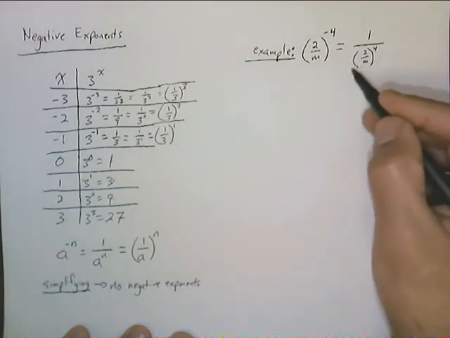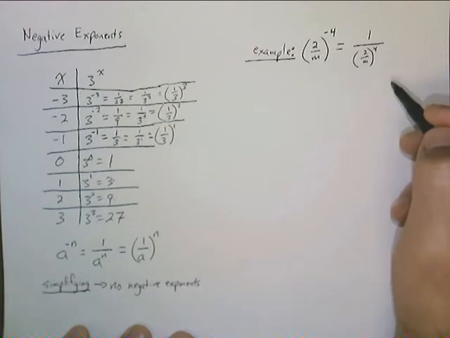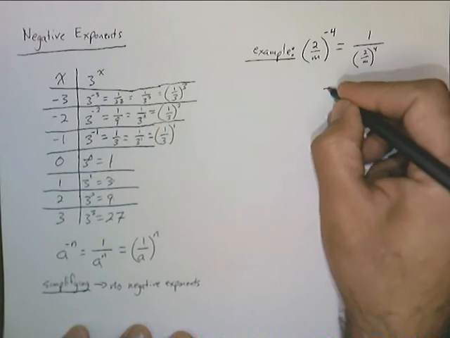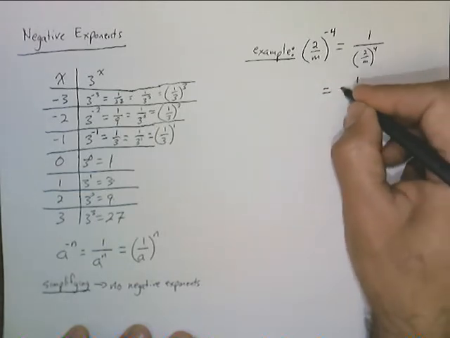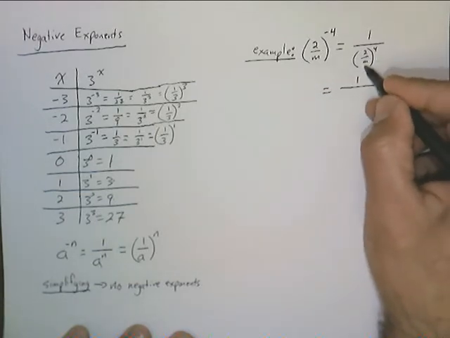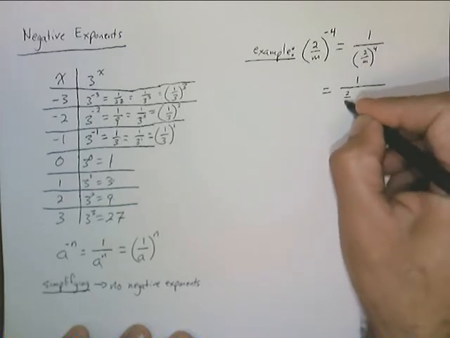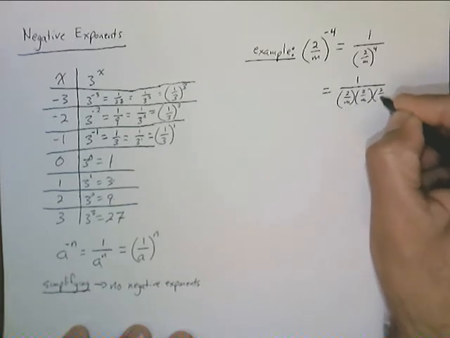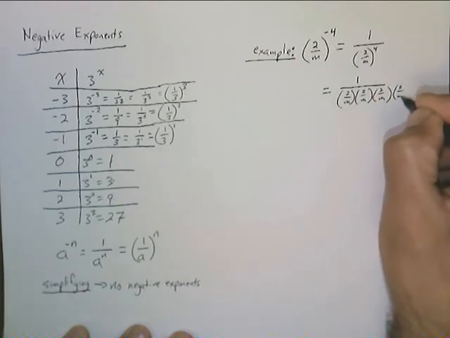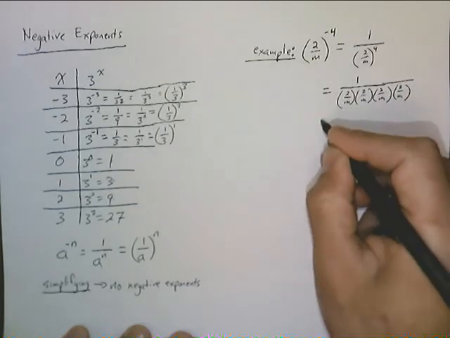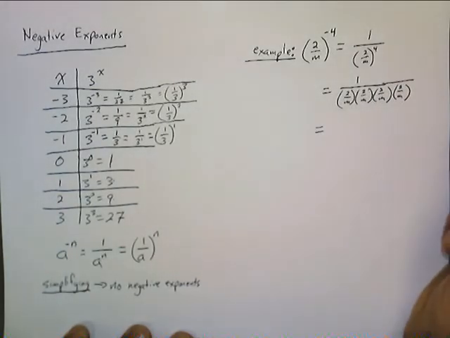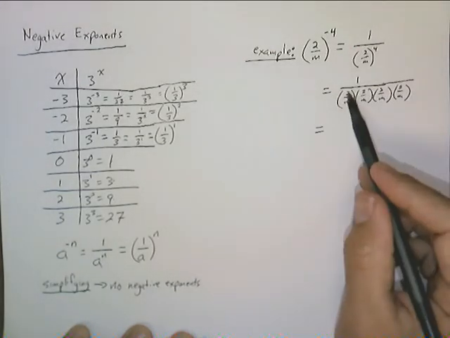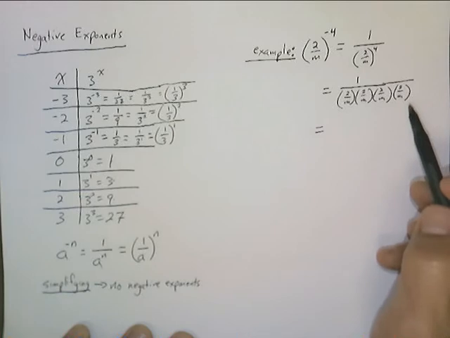Now we can do some more arithmetic here in the denominator, because we know what raising something to the power of 4 means. So this is actually equal to 1 over, well, we need 4 copies of this thing in parentheses all multiplied together. And that's nice, because now, of course, we know how to multiply fractions together as well. Just multiply all the numerators together and multiply all the denominators together.